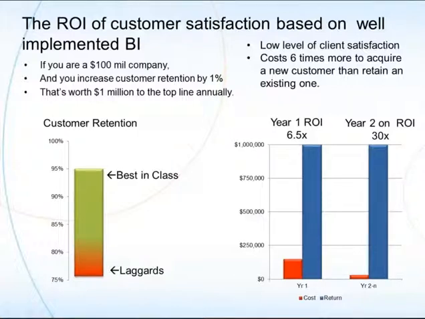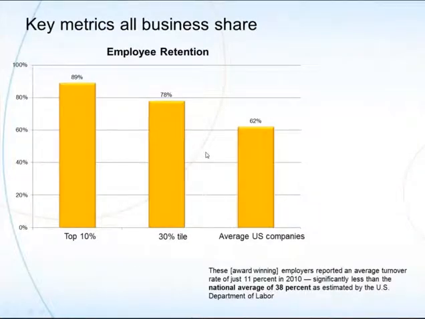I'd like to show you one more example, which is kind of interesting. This is employee retention. The award-winning companies report that they have an average turnover rate of about 11%, and that's significantly less than the average turnover rate of 38% that is reported by the U.S.